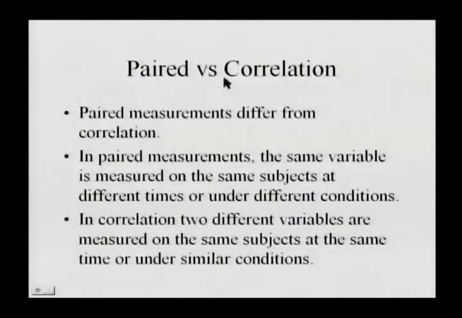There is a difference between paired comparisons and a correlation. In paired measurements, the same variable is measured on the same subjects at different times or under different conditions. This is more consistent with the definition that I gave, that you take measurements from every subject in the sample population under each variable condition, and then you make a paired comparison. What's the difference between this treatment and that treatment? And then you would get the mean for all those differences. However, in a correlation, you have two different separate variables that are measured on the same subjects at the same time under similar conditions. So you would separate the groups to do a correlation.